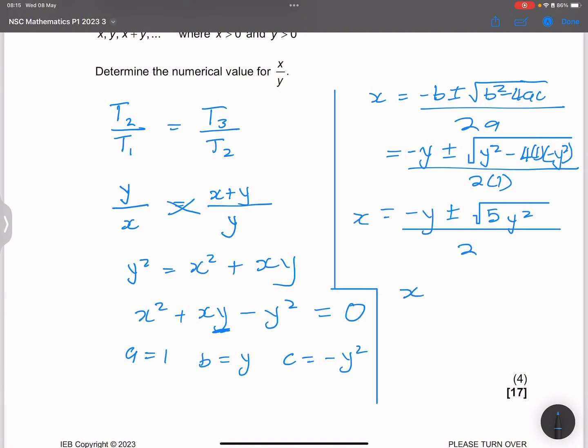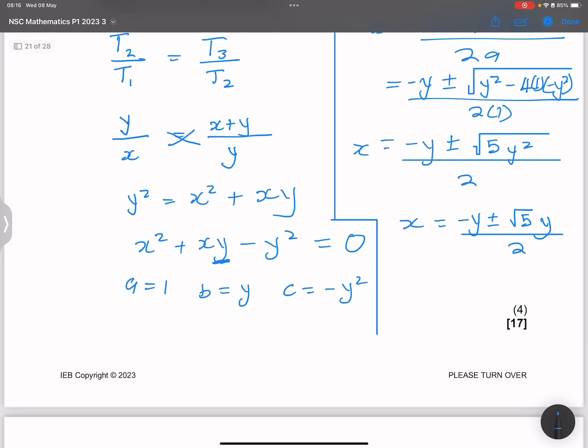So x would be equal to minus y plus or minus root 5 of y, divided by 2. Okay, I can see how we're going to get x over y from that. So x is equal to, the first one would be minus y. If we take out y as a common factor, we'll be left with 1 plus or minus square root of 5 over 2.